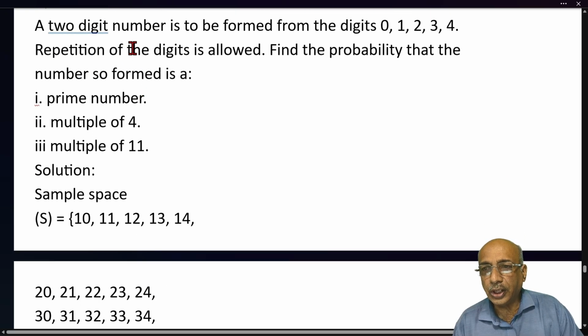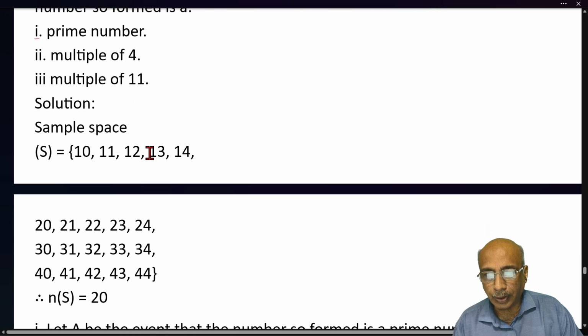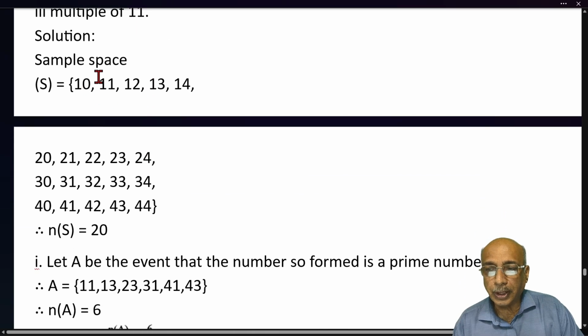Next, a two-digit number is to be formed from the digits 0, 1, 2, 3, 4. Repetition of the digits is allowed. Read the problem carefully. Find the probability that the number so formed is a prime number, a multiple of 4, a multiple of 11. So your sample space will be 10, 11. Repetition is allowed. 12, 13, 14. Then 20, 21, 22, 23, 24.